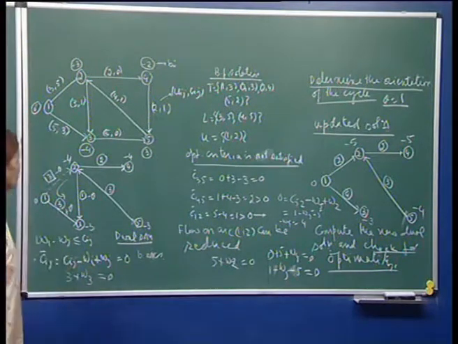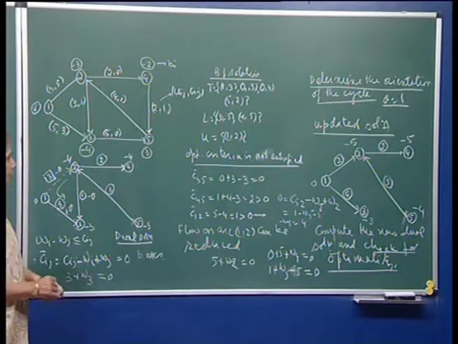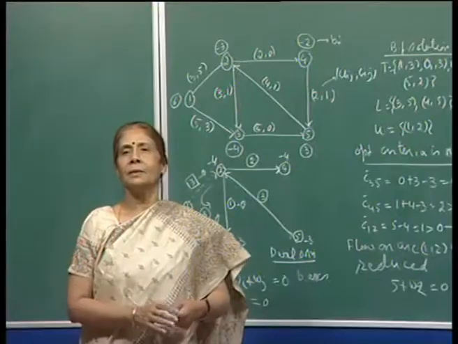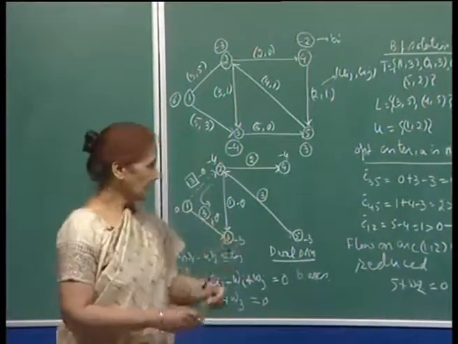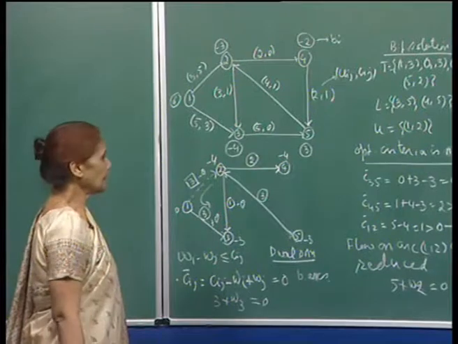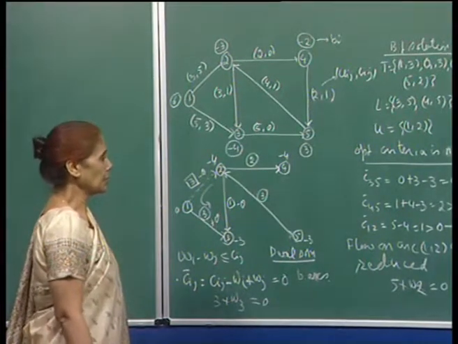I took a small example to show you how, by exploiting the structure, you can really simplify the network simplex algorithm and get a reasonably efficient algorithm to solve these network flow, min cost flow problems. Okay.